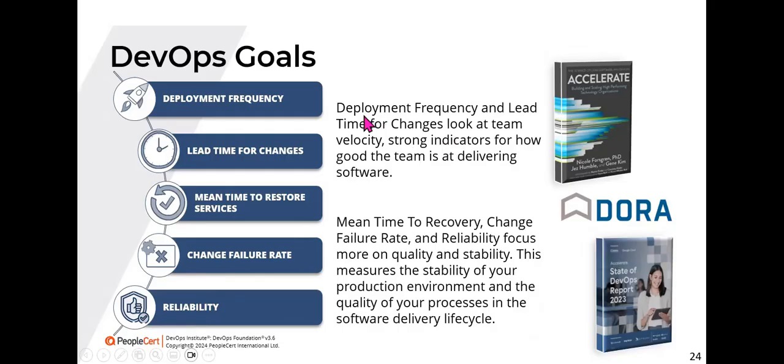So the deployment frequency and lead time for changes look at team velocity. There are strong indicators for how good the team is at delivering software. Mean time to recovery, change failure rate, and reliability focus more on quality and stability. Together, these measure the stability of your production environment and quality of your processes in the software delivery cycle. So these metrics are really considered to be the fundamental, foundational metrics.